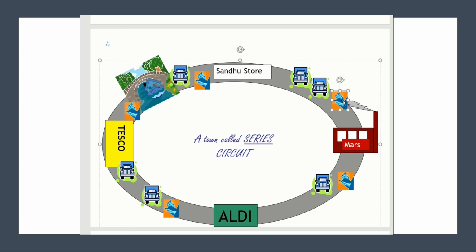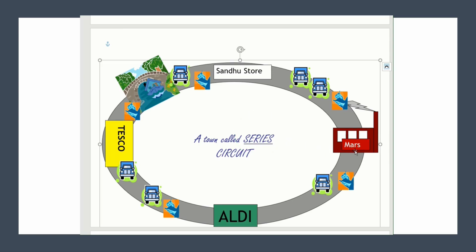So my question to you is, which counter is going to count the most lorries that go past them in a certain time? Another thing to notice is that I've changed the name of my town, because when it got built up like this and we built the factory and the 3 stores, we called it a series circuit. Why did we call it a town called Series Circuit?